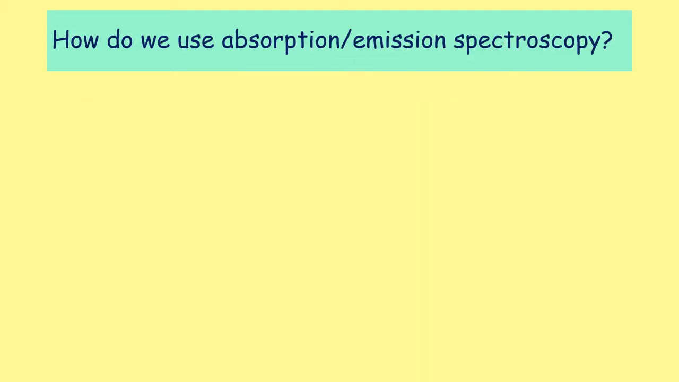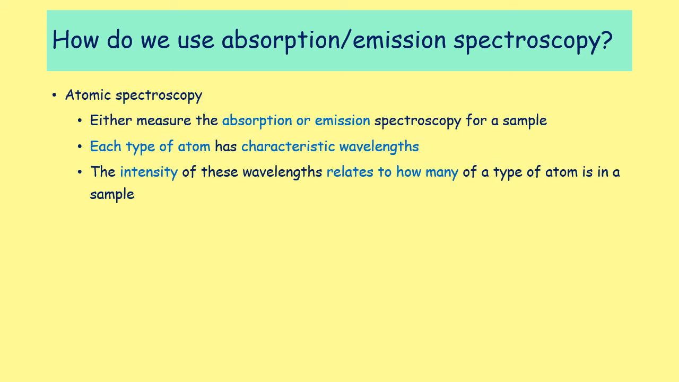So how do we use absorption and emission spectroscopy? Together, this is known as atomic spectroscopy. And you can either measure the absorption or emission spectroscopy for a sample. Each type of atom will have characteristic wavelengths where it absorbs and emits. The intensity of wavelengths relates to how many of a particular type of atom is in the sample.